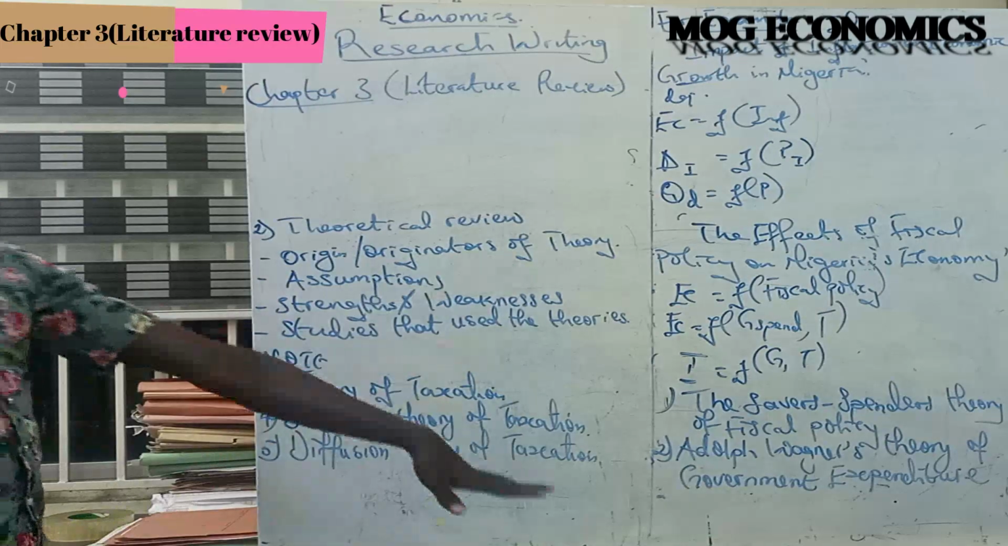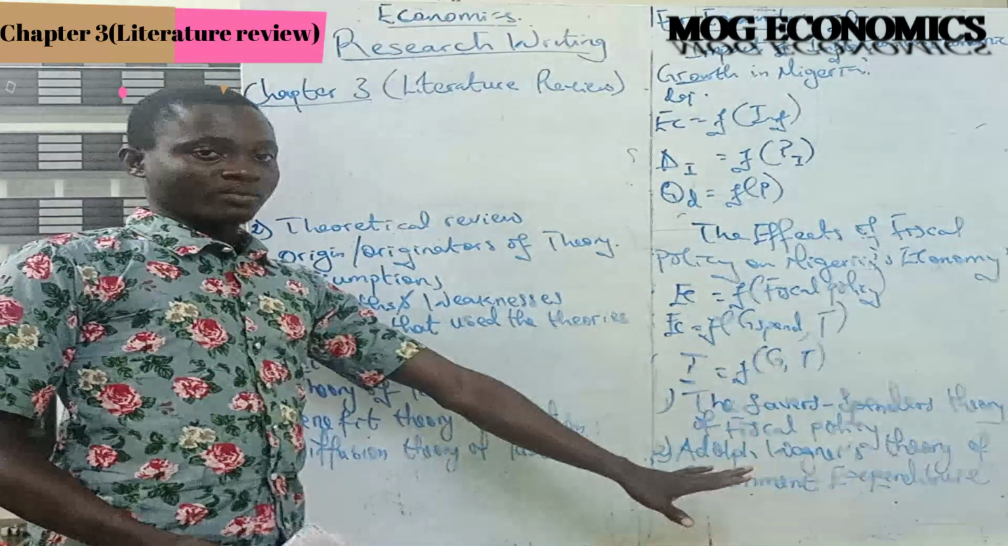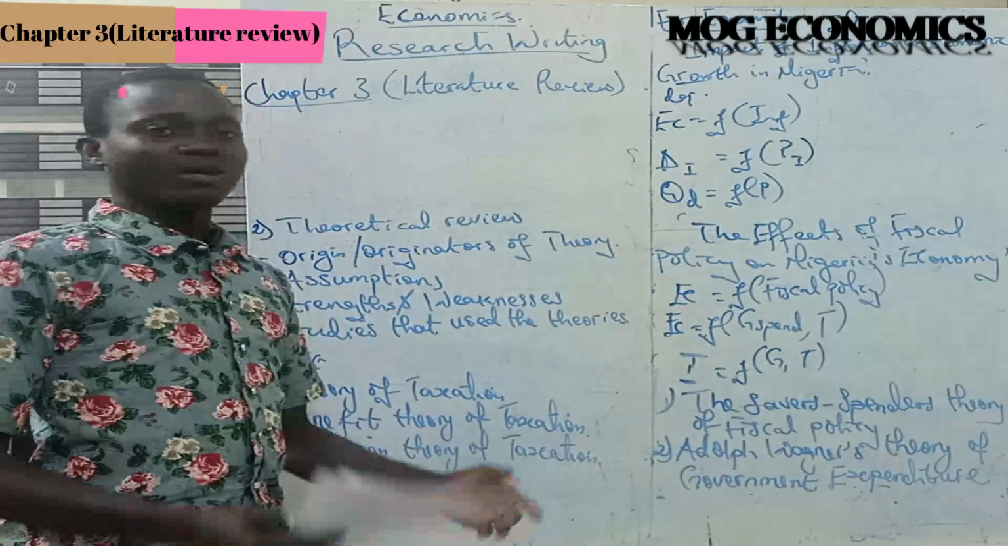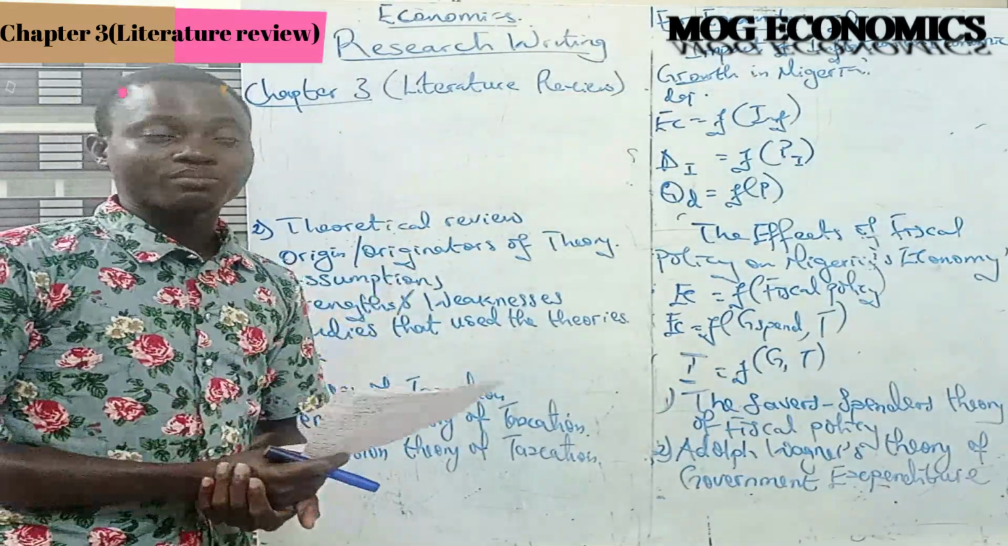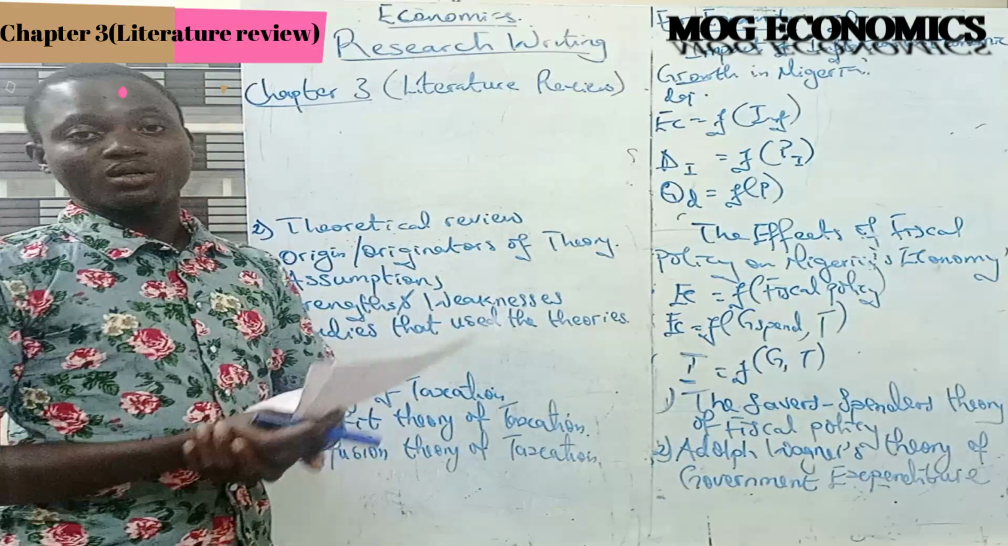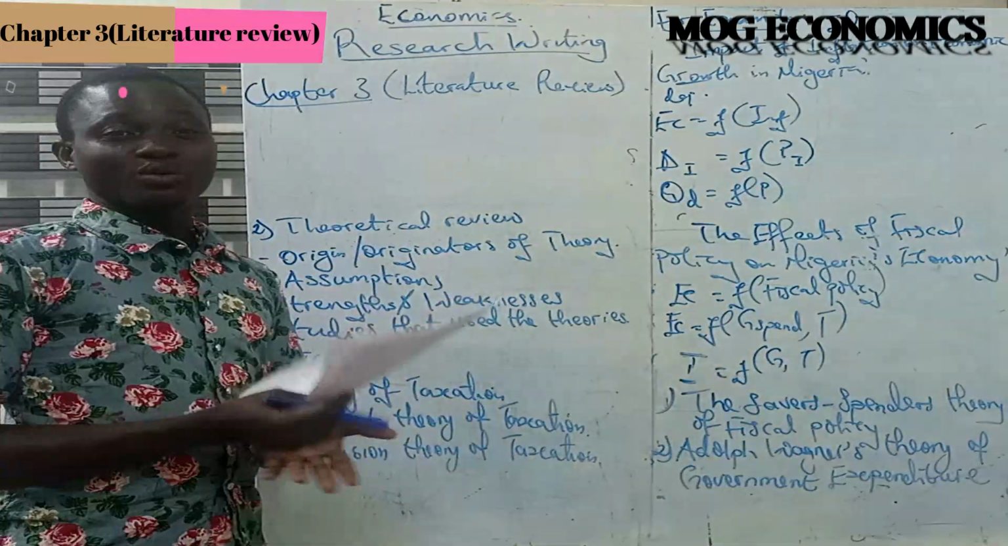Now, what theory should this person have reviewed? Now, you have different growth theories. You have the Harrod-Domar growth theory. You have the Solow growth theory or the Solow growth model. You have endogenous growth theory.